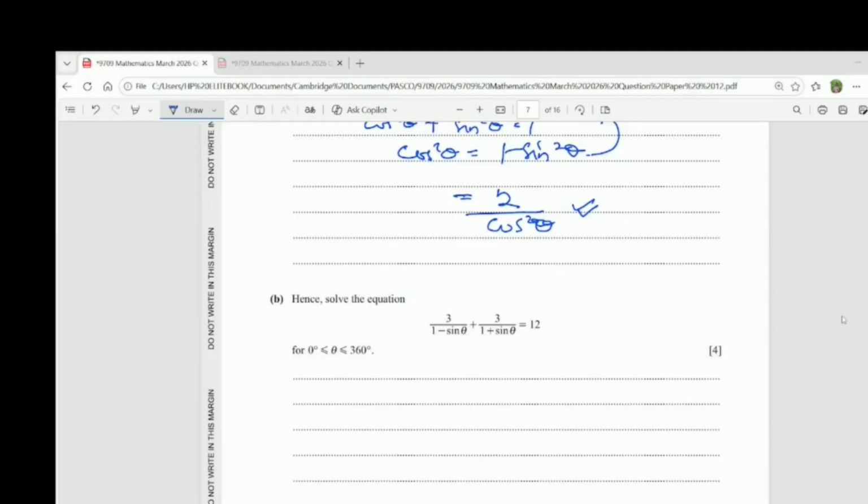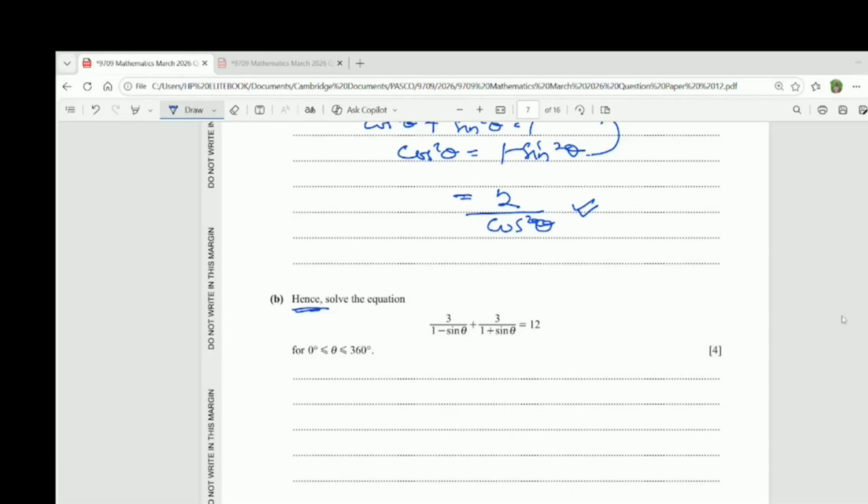Number 3b says that hence solve the equation. Now, the moment you see hence, what that means is that we should continue from our previous workings. Sometimes you see hence or otherwise. If otherwise is added, it means that you can just start afresh and solve this equation as if nothing has been done previously. Hence only means that we have to continue from the previous section. Wherever we got to, we should continue from there.